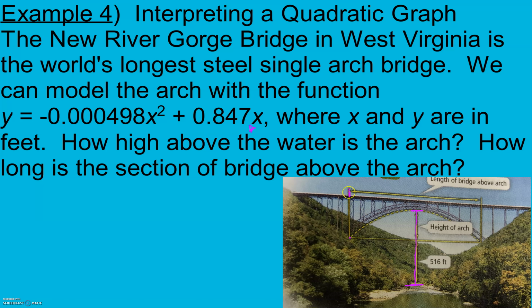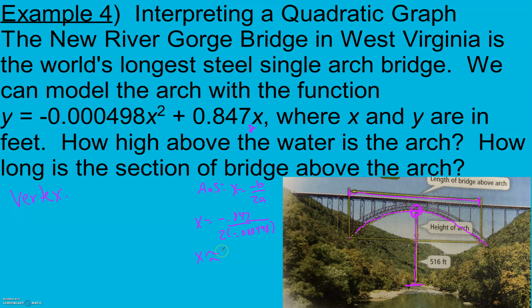So we're talking the arch starts here. We're going to go all the way across till we get to the end of the arch here. We want to know those two things. So keep in mind that this arch shape is a parabola. And this highest point is our vertex. So if we can find out our vertex, we can find out some key information here. And we find that vertex by first finding our axis of symmetry at negative b over 2a. So here, negative 0.847 over 2 times negative 0.000498.